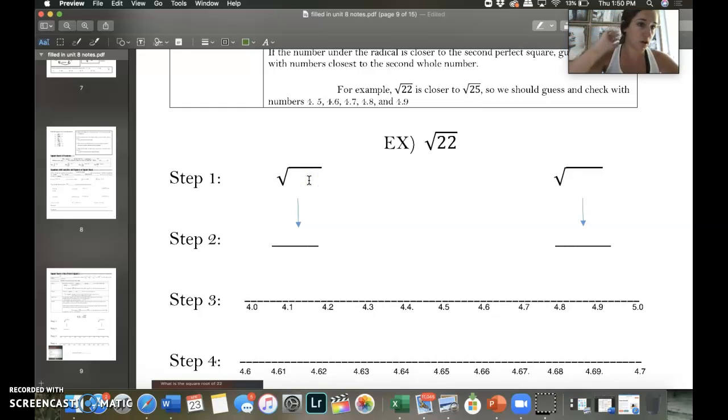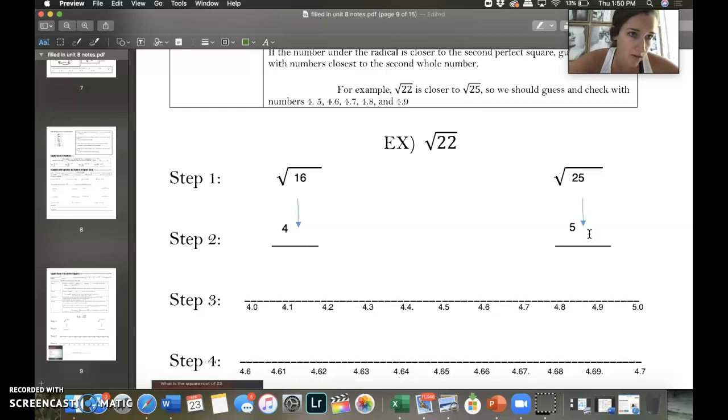If you don't know where to start, 1 times 1 is 1, not close to 22. 3 times 3 is 9, still not close to 22. 4 times 4 is 16. Okay, kind of close. And then 5 times 5 is 25. Ooh, I went over. So I know that it has to fall in between 16 and 25. And then I'm going to find those answers. So I know that the square root of 16 is 4 and the square root of 25 is 5.